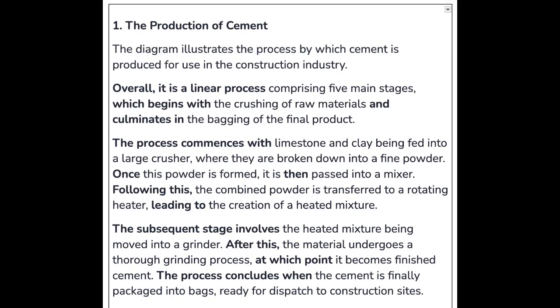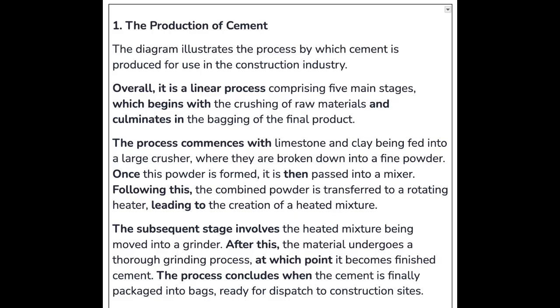1. The production of cement. The diagram illustrates the process by which cement is produced for use in the construction industry. Overall, it is a linear process comprising 5 main stages, which begins with the crushing of raw materials and culminates in the bagging of the final product.